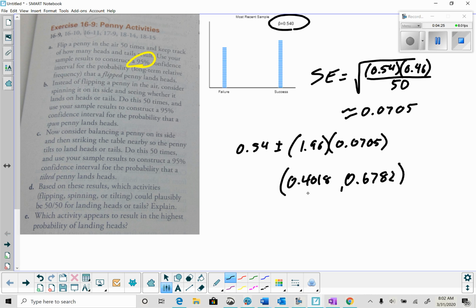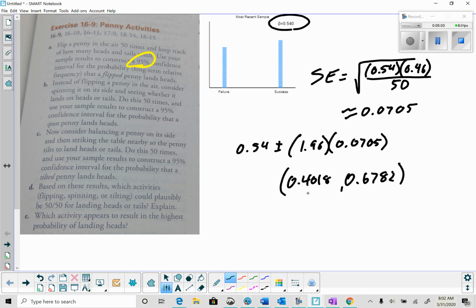Okay, so again, the idea here is that I am 95% confident that for this penny, if it's flipped a long time over and over again, the probability that it's going to end up heads will be somewhere between 0.4018 and 0.6782. Okay?